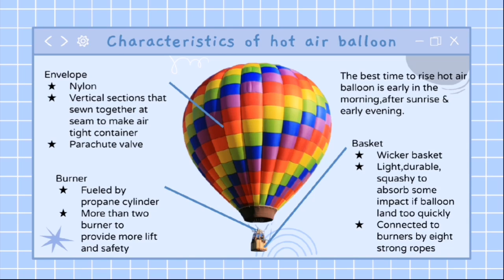Lastly is the basket that carries passengers. It is made using the wicker technique, which is light, durable, and squishy to absorb some of the impact if the balloon lands too quickly. It is also connected to the burner by a strong rope so it doesn't fall down.